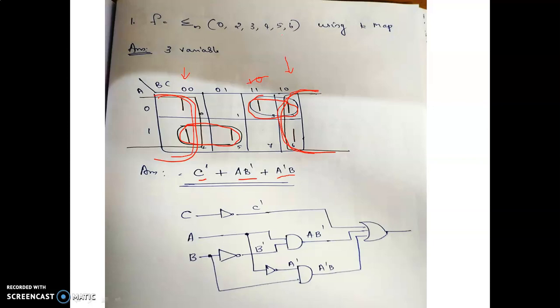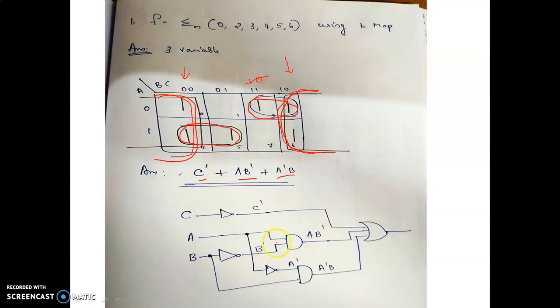And when the question is asked to implement a circuit for this expression, what you have to do is minimize it and express the circuit in the minimized format. So C bar plus A B bar plus A bar B is what you are going to implement. C bar can be obtained from C after passing through the NOT gate. For A B bar, B after passing through the NOT gate gives B bar, and A and B bar after passing through the AND gate give A B bar.